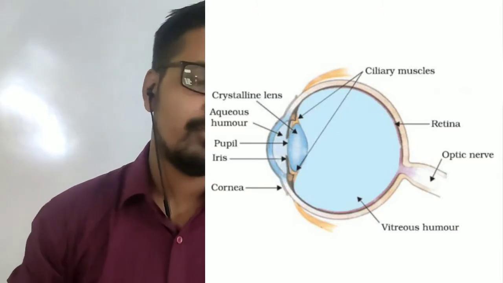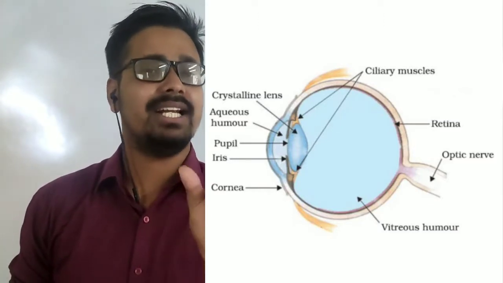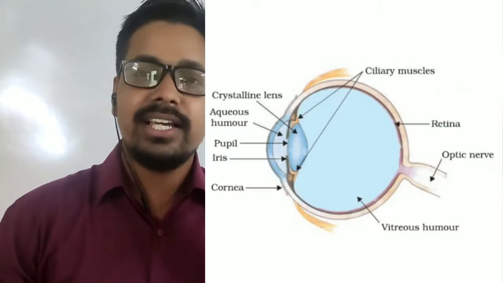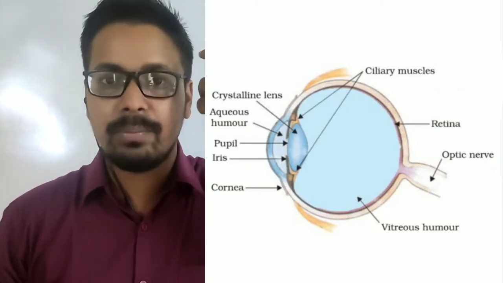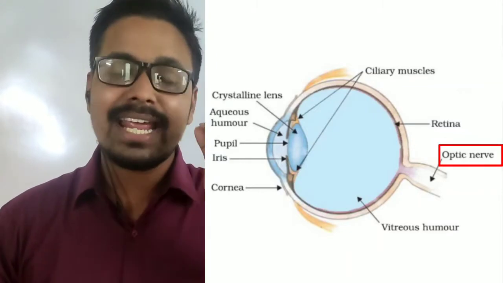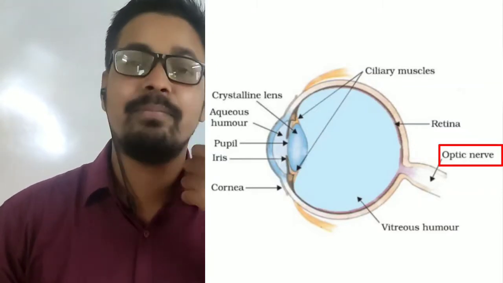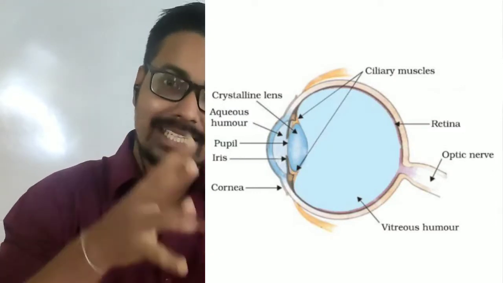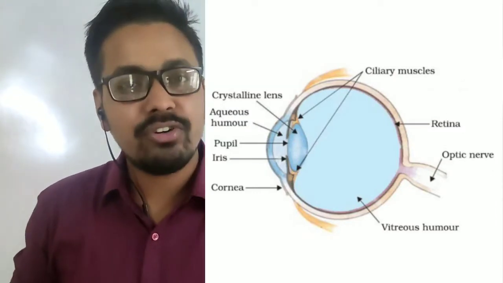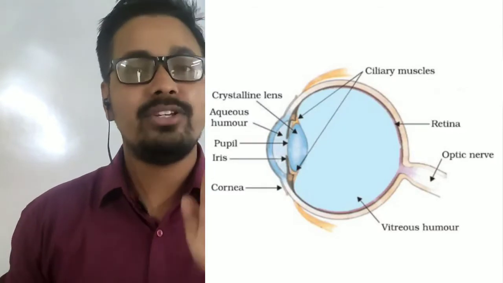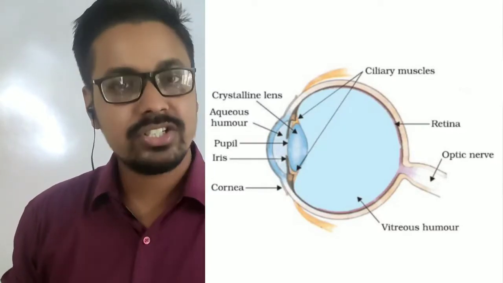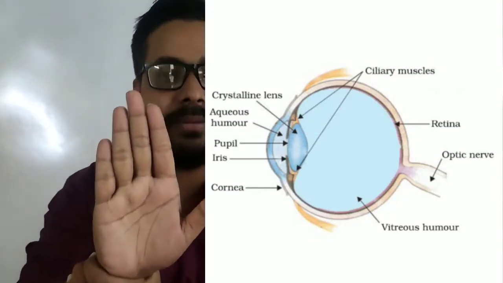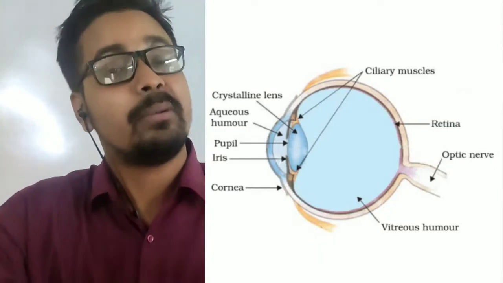Why does that happen? Because after the inverted image is formed at the retina, the signal is sent to the brain through the optic nerves. The brain will process the information, or process the data I must say, and produce the information that will make the image look straight. So the function of the brain in this case is to make the inverted image a straight image, so that you don't see the world upside down.